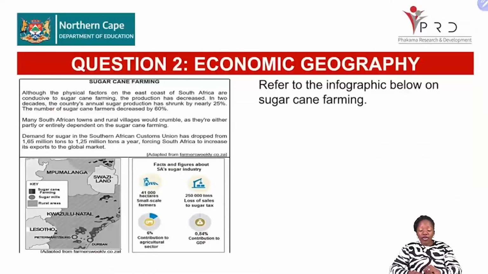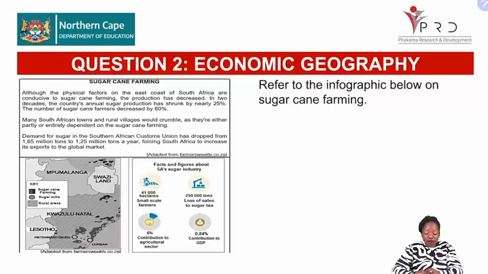Then we're looking at our question 2. In question 2, remember you should expect questions from economic geography. Likewise, we start with our instructions. It says refer to the infographic below on sugarcane farming. You will remember that sugarcane farming is one of the topics that will be examined this year. So you are given an extract, which is on sugarcane farming.